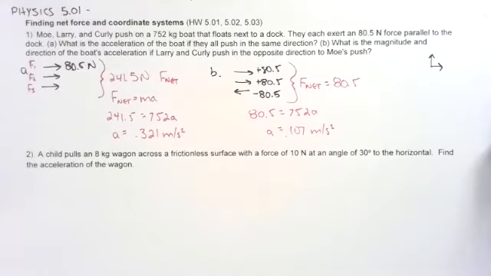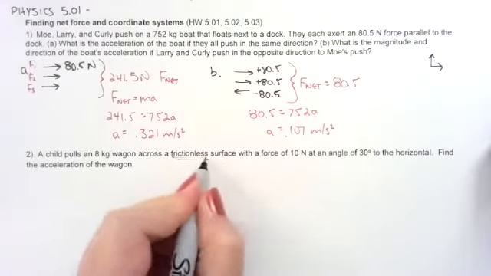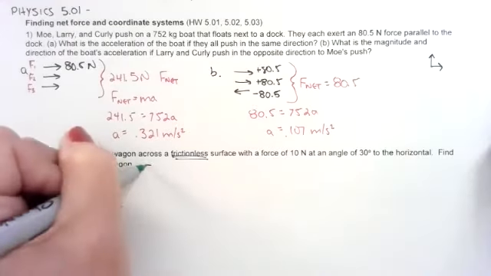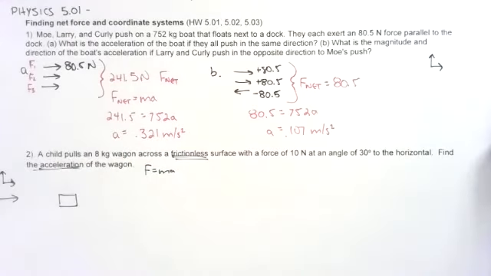All right, here's another one that's pretty simple. A child pulls an 8-kilogram wagon across a frictionless surface, and you'll notice we're going to see this a lot, frictionless. So we're not going to handle friction until halfway through the chapter. With a force of 10 newtons at an angle of 30 degrees to the horizontal, find the acceleration of the wagon. So we're going to want a free body diagram. I want to make sure I put in both the coordinate system and my motion vector. And it says I have acceleration, so that tells me I'm going to be using probably F equals ma.